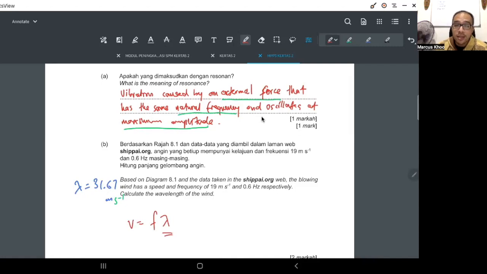Okay, this is a lot of words for a very simple calculation question. The speed is 19 and then the frequency is 0.6. That's it. No need to think so much. Calculate the wavelength, you get 31.67 meters.